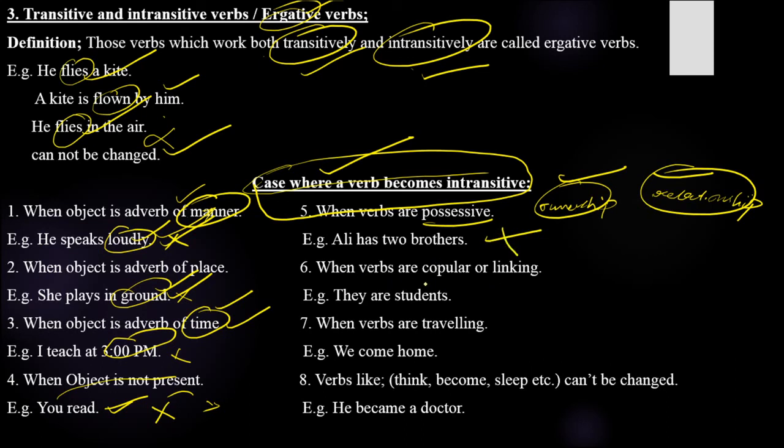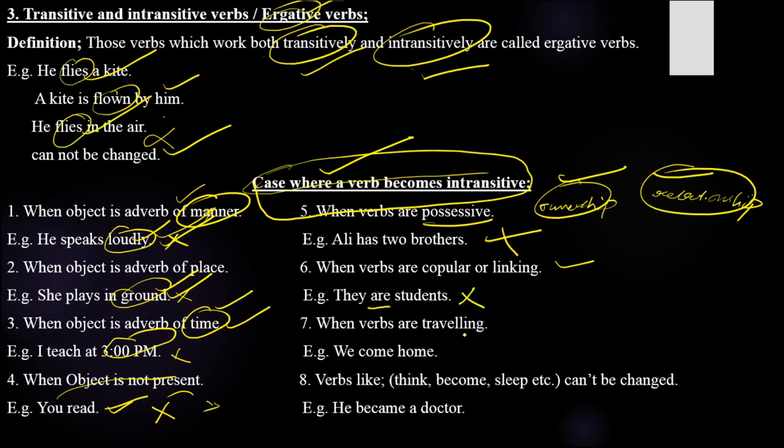Number 6, when verbs are copular or linking verbs, also called copula, linking, predicating verbs. What are the predicating verbs? They tell us the status of the subject, like they are. What are they? They are students, which cannot be changed into passive voice.